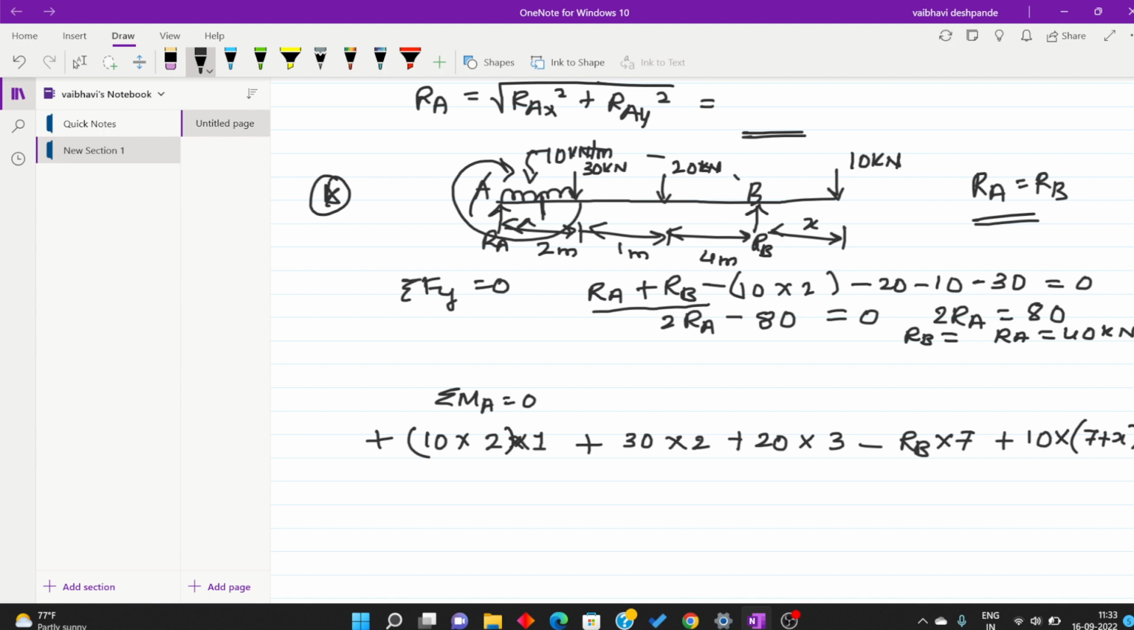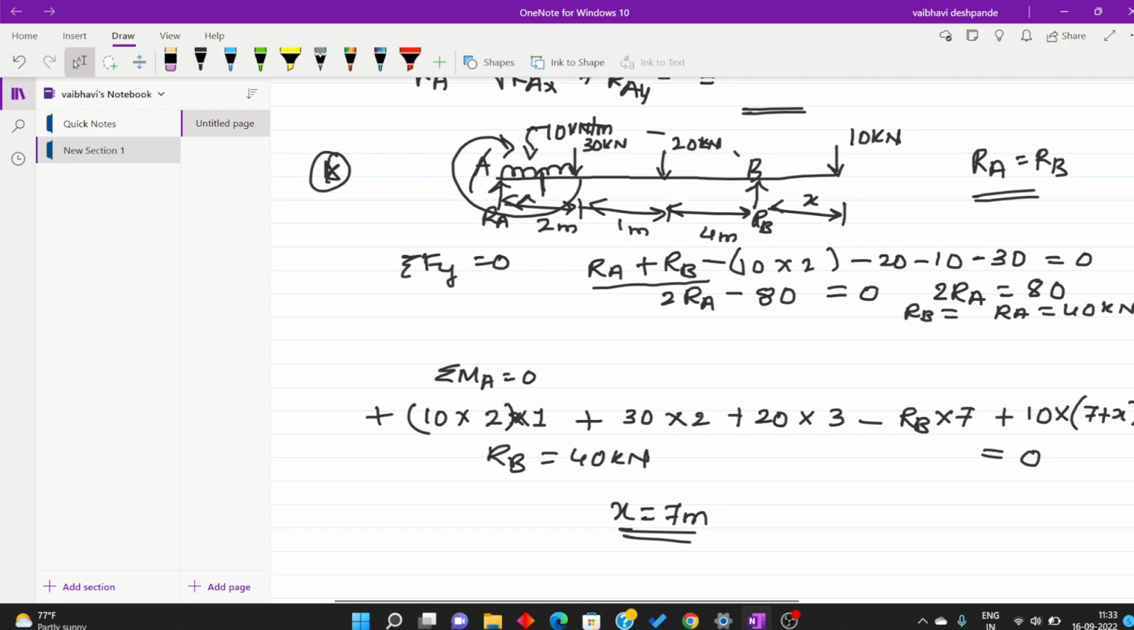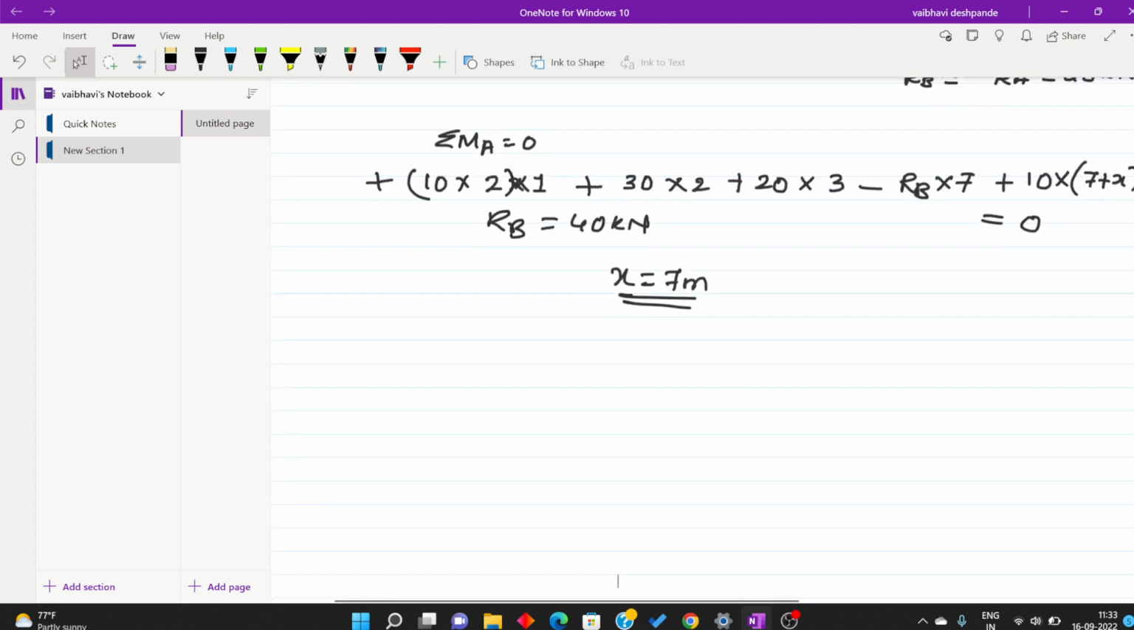10 into 2 into 1 due to UDL, 30 into 2 due to point load, 20 into 3 due to this 20 kilonewton point load, minus RB into 7. We know the RB value, we'll substitute here, RB value is 40. Then the unknown is X, this is equal to 0. So substitute RB equal to 40 kilonewton and simplify, we will get X value as 7 meters. Okay, they can ask a problem like this in your exam.